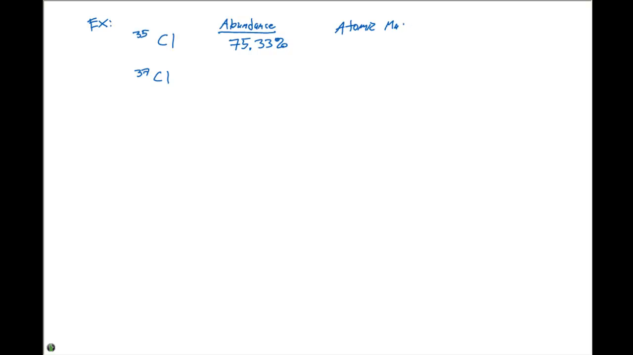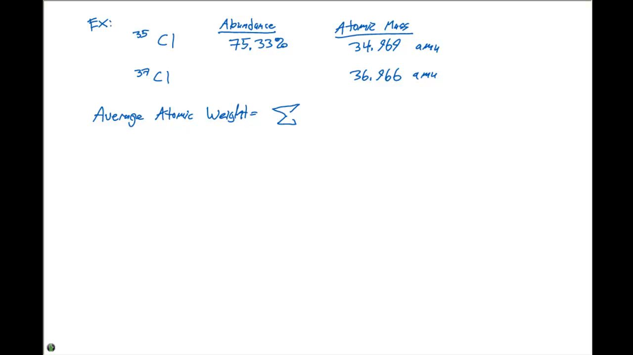The data that we're going to give does not list a value for chlorine 37, and we know that the atomic mass for each of these atoms is 34.969 atomic mass units for the chlorine 35 and 36.966 atomic mass units for the chlorine 37. If we want to express the average atomic weight, that's going to be equal to the sum of the fractional abundance times the mass of the isotope.